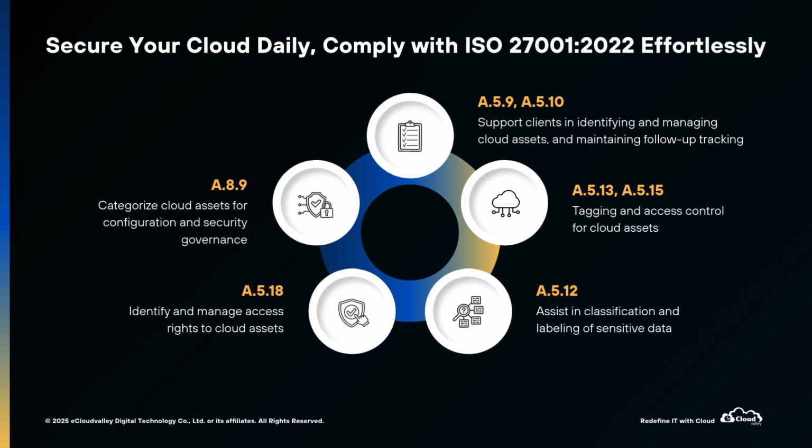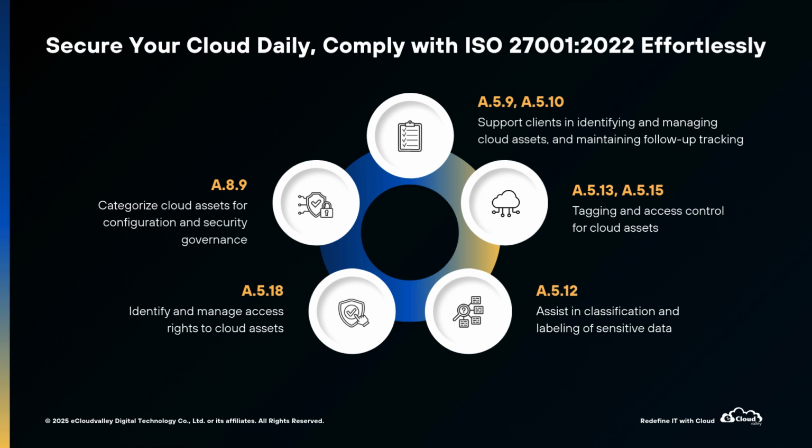In day to day operations, Atlas already helps organizations naturally align with the requirements of ISO 27001:2022. Here are a few examples. A.5.9 and A.5.10: The standard requires organizations to regularly inventory and continuously manage assets. Atlas can automatically inventory cloud assets, ensuring their status is always clear and visible.